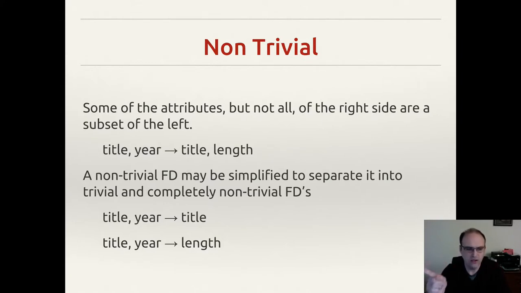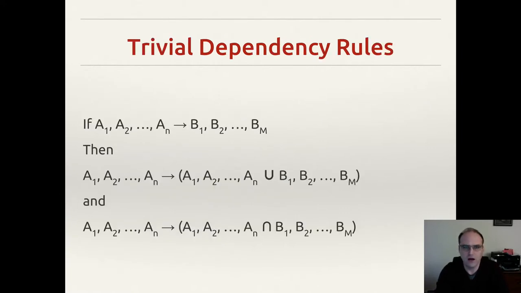We can split now this. Remember, the left stays the same, but we can split the right now, and we can say, okay, well, title being functionally dependent on title and year is trivial, so we don't care. But length being dependent on title and year is completely non-trivial, so that one is interesting to us, right? So now we can use splitting to break apart a non-trivial one into completely non-trivial and trivial. And we also now have some rules that we can apply for trivial dependency.